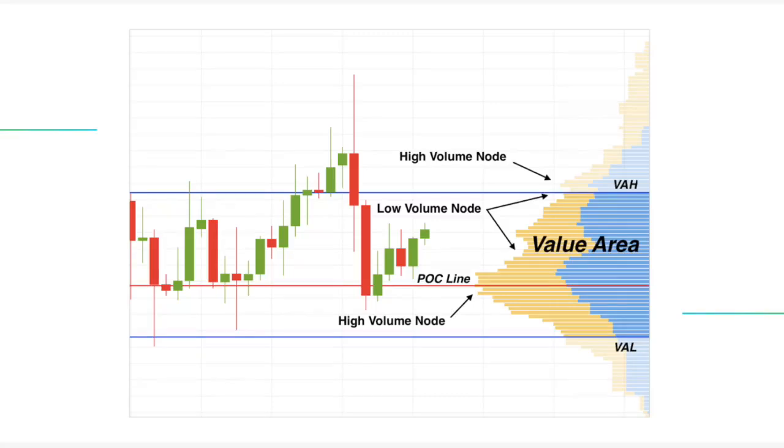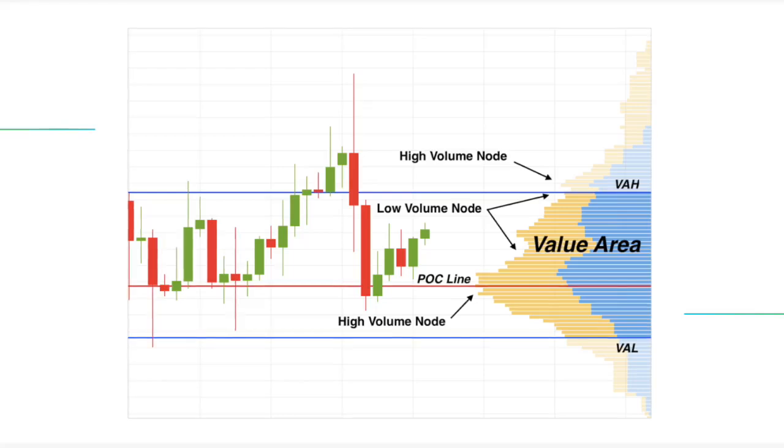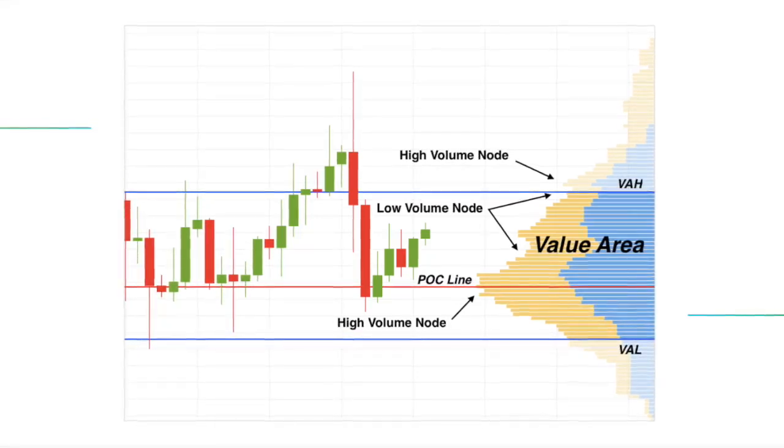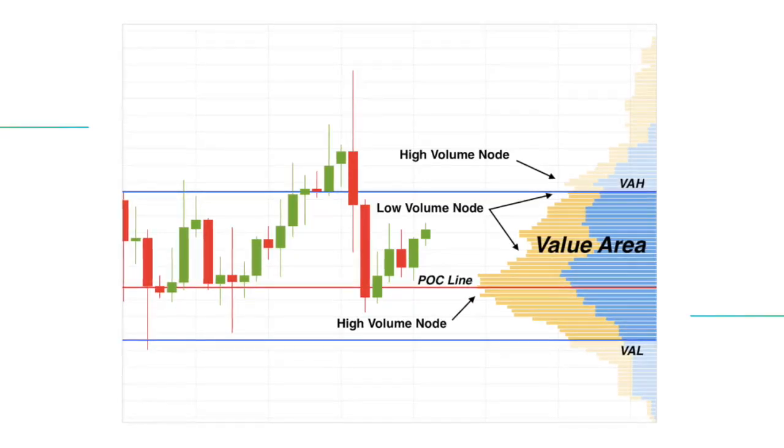Okay, so first thing we're going to do is define what the volume profile is. The volume profile is a visual representation of the volume at each price level over a certain time period. There are a few major components to the profile. First off, I want to say we are going to disregard the low volume node and the high volume node. These are not things that I use in my strategy with the profile.